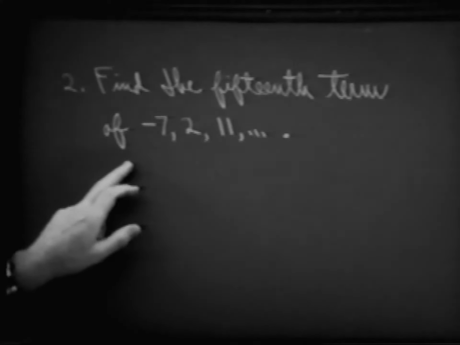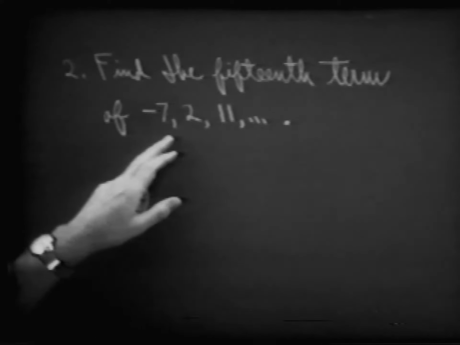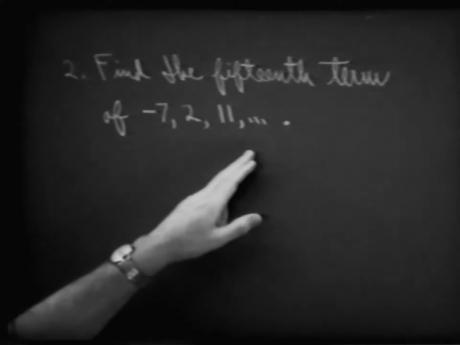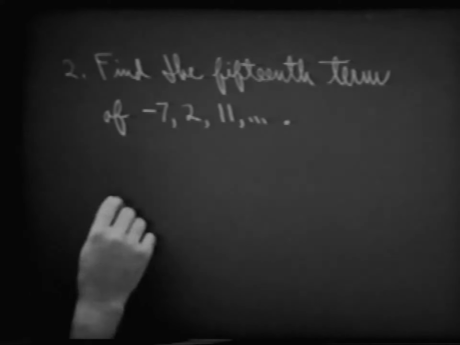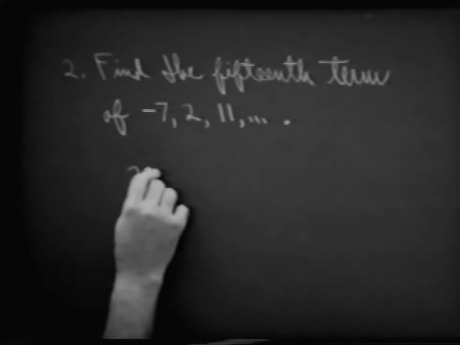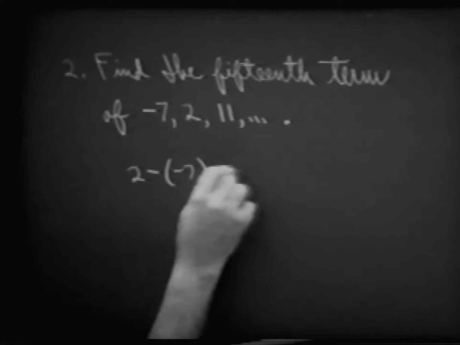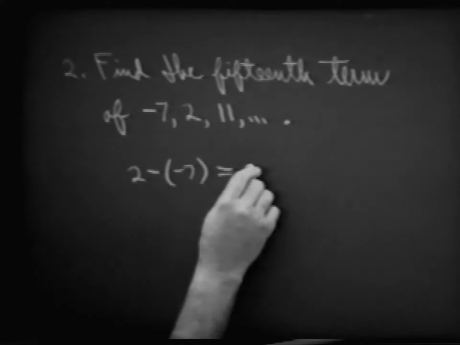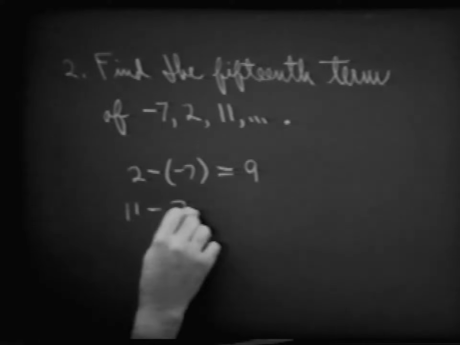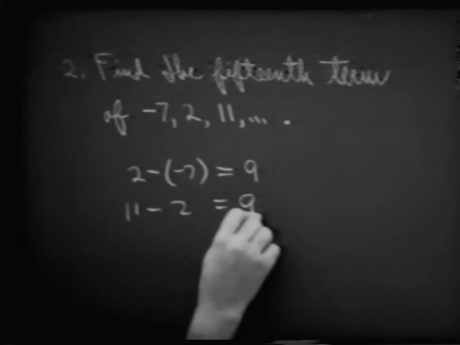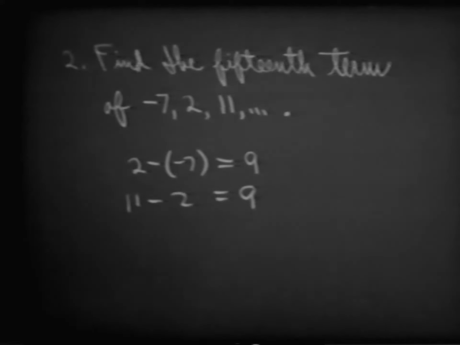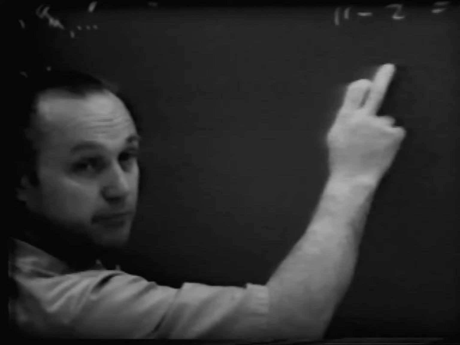For example, suppose we have this problem: find the 15th term of negative 7, 2, 11, and so on. The first question you have to ask yourself is whether this is an arithmetic sequence. The way to answer that is to look at 2 minus negative 7, which is 9, and then 11 minus 2, which is 9. So sure enough, we have here an arithmetic sequence.